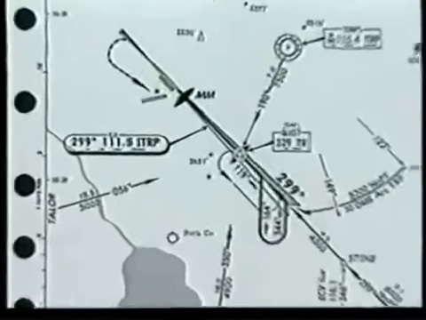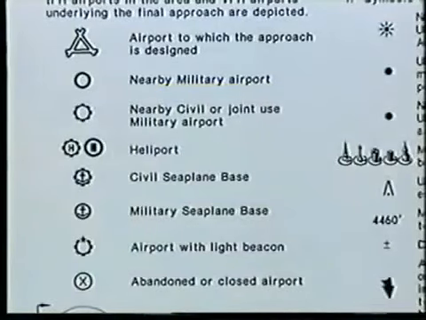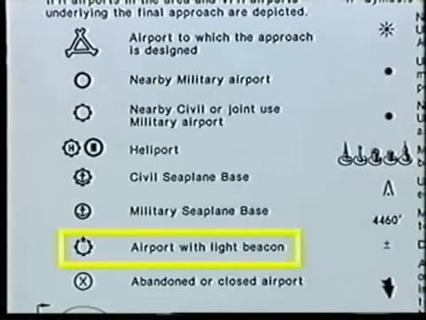The primary airport is depicted with its corresponding runway layout. Other airports in the vicinity are shown screened for reference. These include airports with an instrument approach and others which underlie the final approach course. A star symbol represents a lighted beacon.